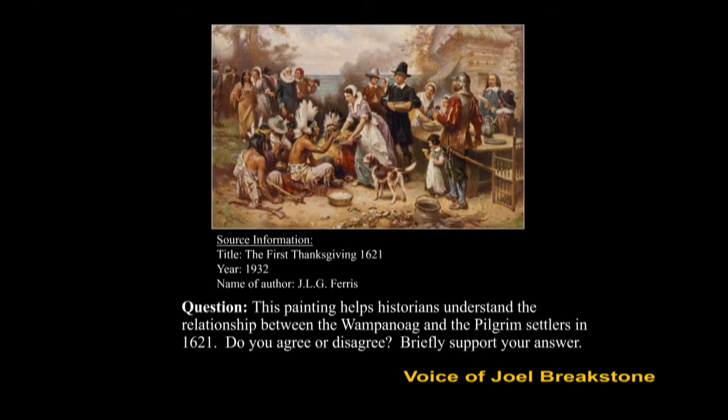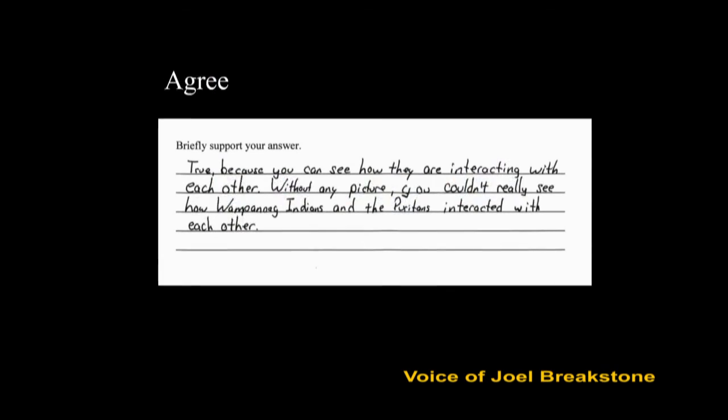The student wrote true. True as in it would be a useful source, because you can see how they're interacting with each other. Without any picture, you couldn't really see how Wampanoag Indians and the Puritans interacted with each other. So this student is essentially saying, yeah, it's a great source. Of course it'd be useful. If you didn't show me this picture, how could I know anything about the first Thanksgiving? Essentially, a picture's worth 1,000 words, which is, as several people noted in the comments, that more than anything, the student is matching the image of Thanksgiving to their own beliefs about Thanksgiving. This matches what I think Thanksgiving looked like, and as a result, it's a useful source.